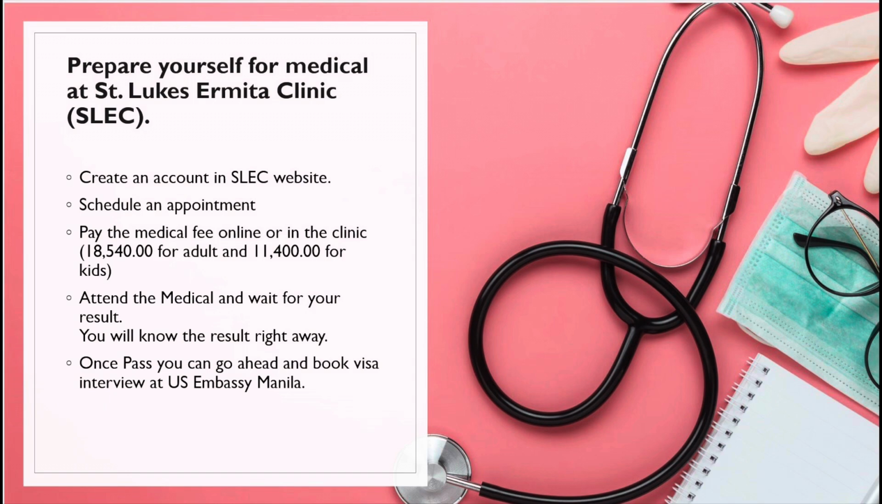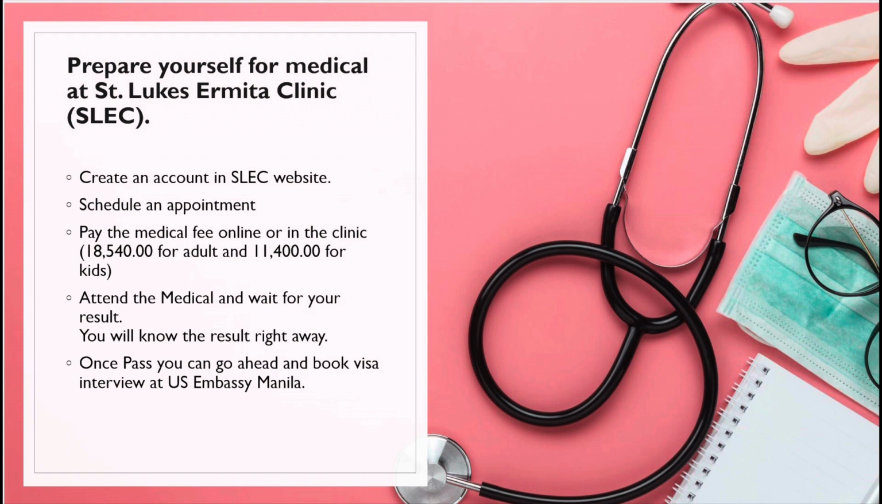All right, so what are the things that you need to do? Step one, you have to create an account in the SLEC website if you're preparing for your medical at the SLEC clinic. Number two, you have to schedule an appointment for your medical at the SLEC. Number three, you have to pay for your medical fee. The medical fee is 18,540 pesos for adult and 11,400 for kids. For kids, if you have K2 and K1, all right? So you can pay your medical online on your card, or you can pay it over the counter at the cashier in the clinic. Step four, you have to attend the medical and wait for your result.